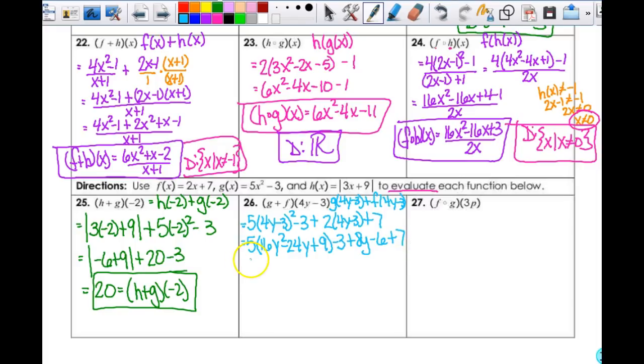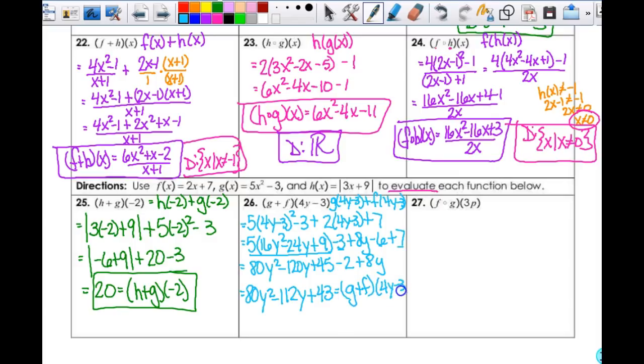So I'm going to distribute this here. This has to be distributed, so this is going to give me 5 times 16 is 80. So I get 80y squared minus 5 times 24 is 120y. 5 times 9 is 45. And then this negative 3 and this negative 6 and this positive 7 give me 1 minus 2 plus 8y. So clean all that up together and I get 80y squared minus 112y plus 43, which is equal to g plus f of 4y minus 3.